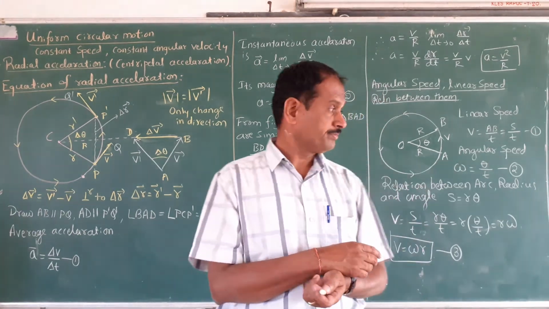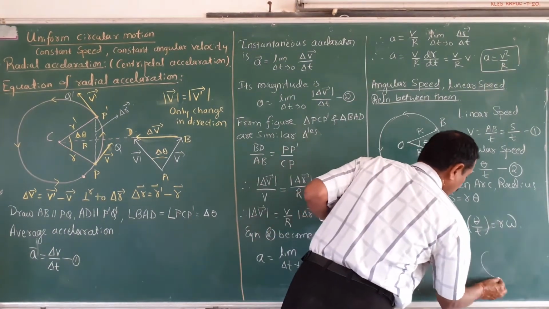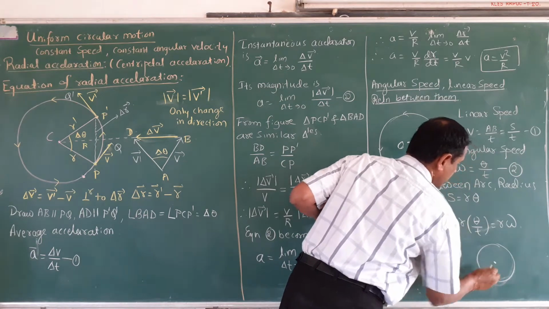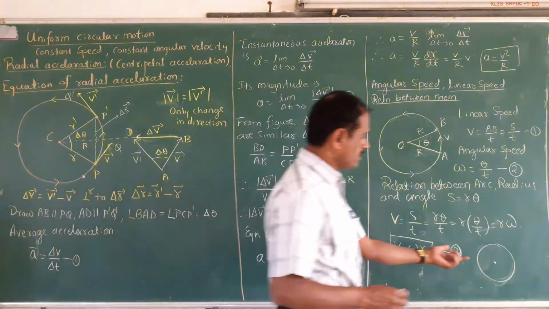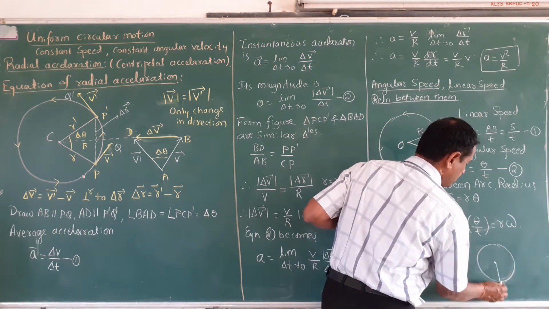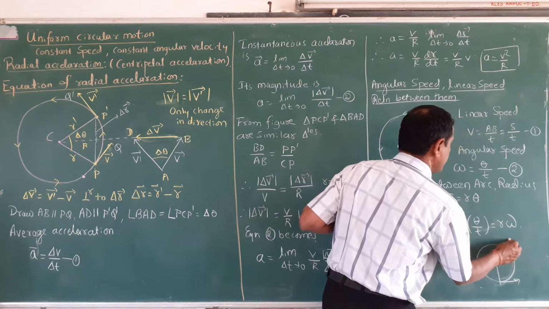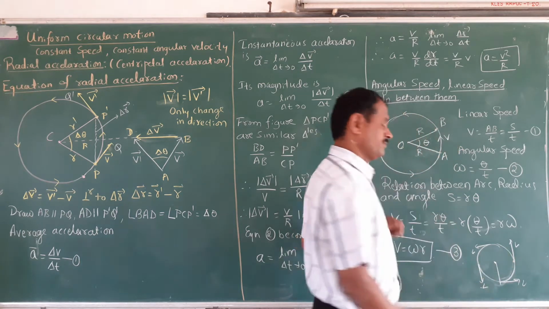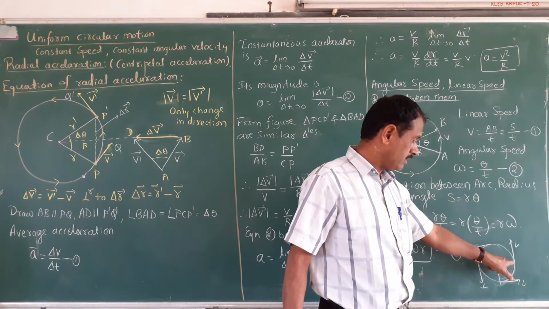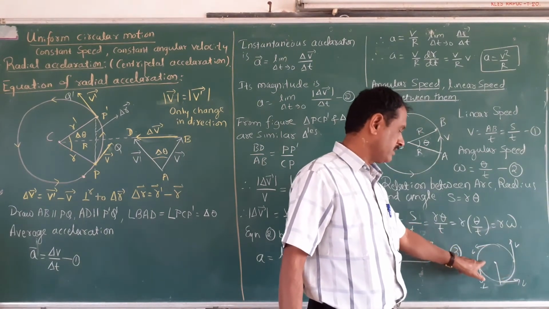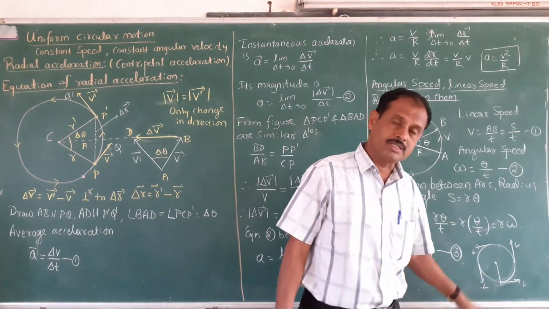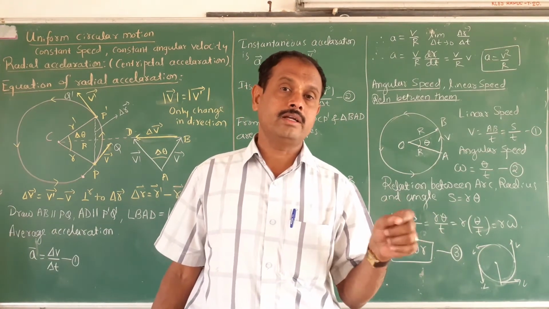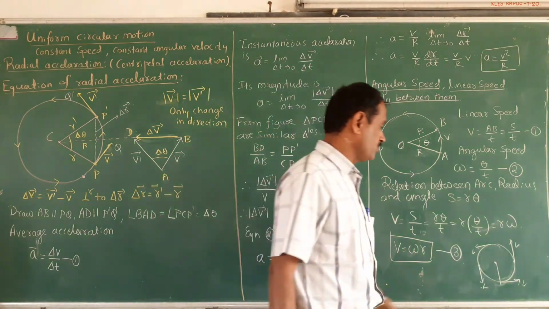Now see here, when a particle moves in uniform circular motion, this is the center of the circular path. The velocity at this point is in this direction, at this point in this direction, and so on. The particle moves with a constant speed, but its direction changes at each and every point on the circular path of the motion of the particle.